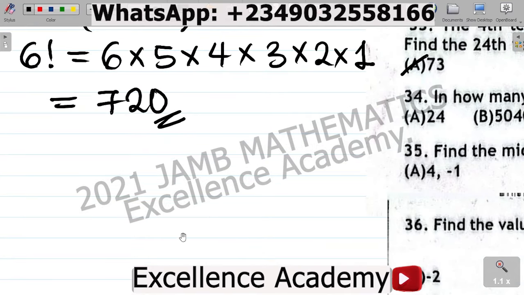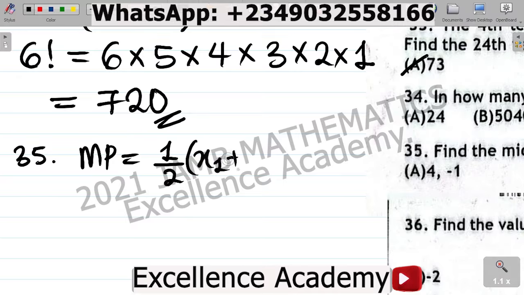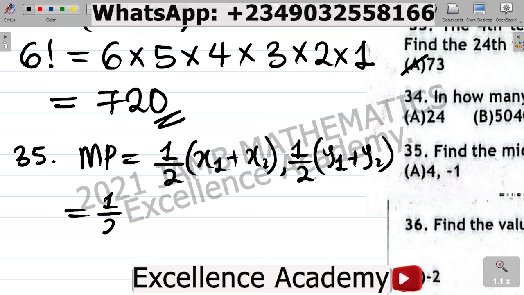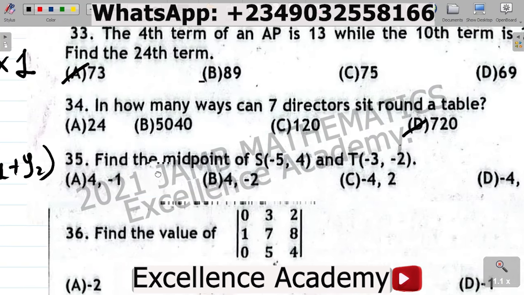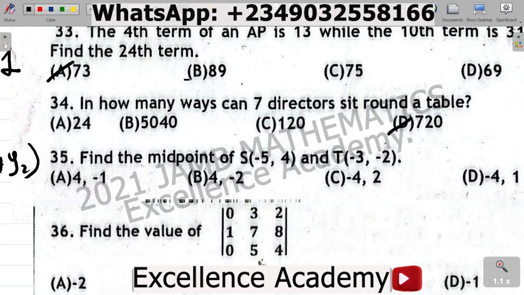All right, so how do we solve this? Note that to find the midpoint is simply equal to half of x1 plus x2, comma, then half of y1 plus y2. That's all. So that's equal to half of what's x1. Now for the given values here, this is your x1, this is y1. That's the x and y values in bracket 1.